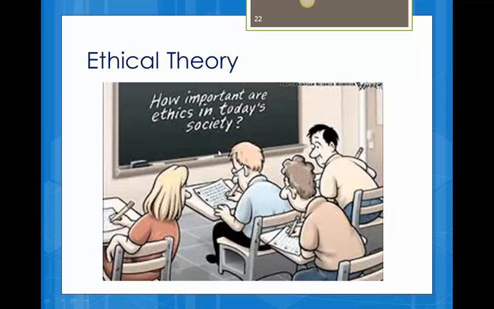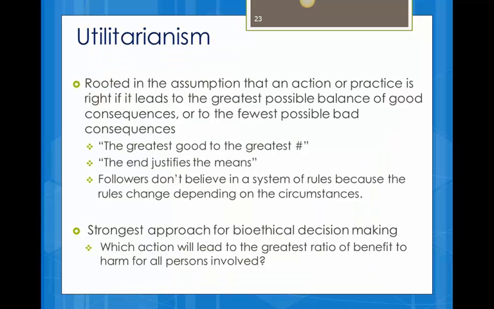So let's take a minute and talk about ethical theory. So we know that an ethical theory is really a system of principles by which a person can determine what ought and what ought not to be done. And everybody's ethical theory can potentially be different. So the first ethical theory, we're going to talk about two.